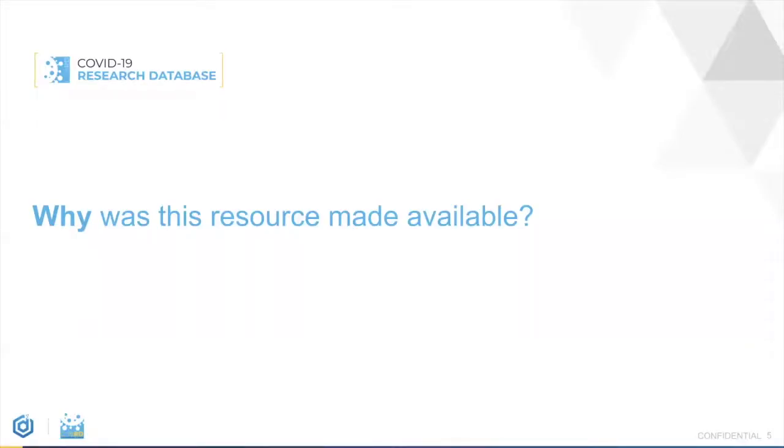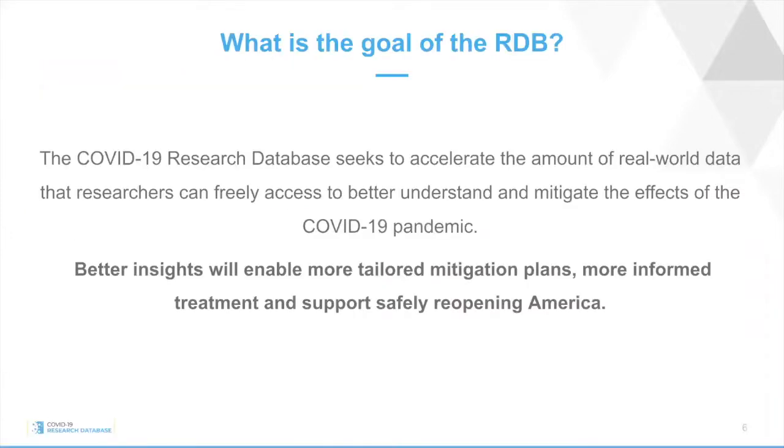So let's start with the why. Why is this resource available? Where did it come from? And I think the important place to start here is the mission statement. Almost exactly a year ago, a consortium of partners who are all engaged in the real world data space sought to bring a partnership to bear. They wanted to set up a data resource for non-commercial researchers that would have as much relevant data as possible for research around COVID-19, particularly on potential mitigation, how maybe clinical care should change, et cetera.